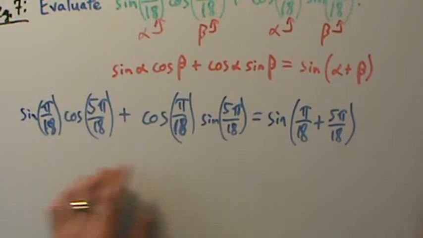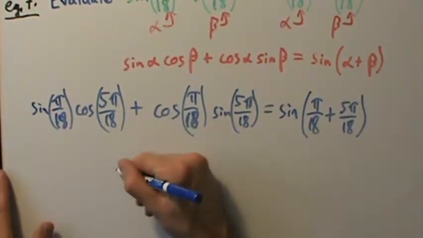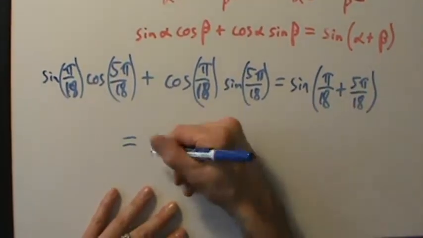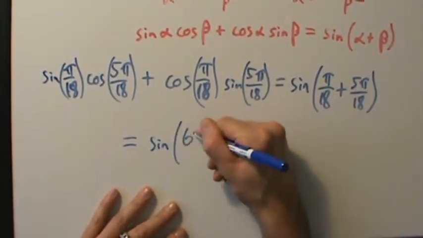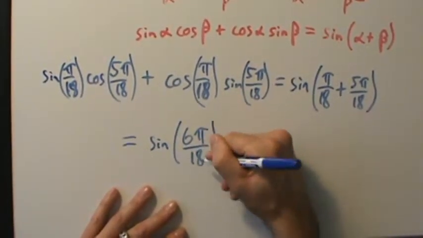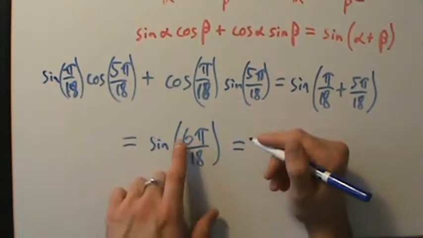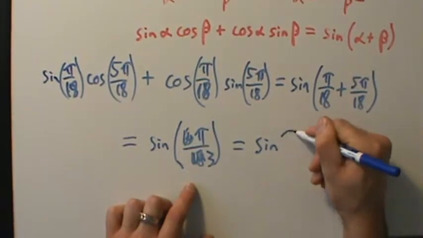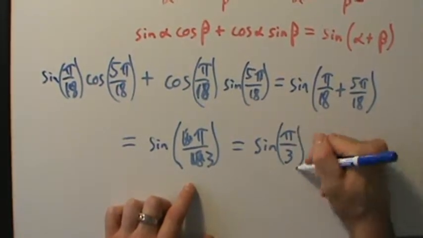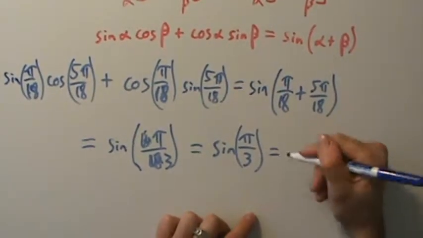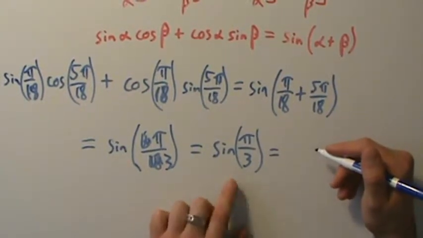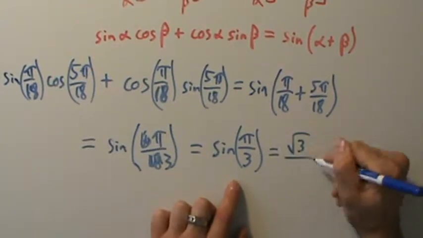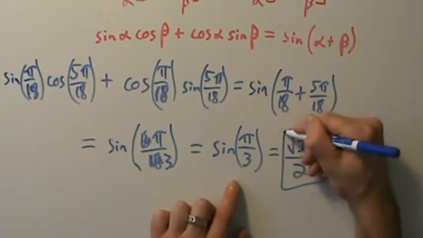Now let's see if we can simplify that. Pi over 18 plus 5 pi over 18 is 6 pi over 18, so this is sine of 6 pi over 18. That's great because 6 goes into 18 3 times, so that's sine of pi over 3. Now it's just a matter of knowing the unit circle: the sine of pi over 3 is the square root of 3 divided by 2. And that's the final answer here.